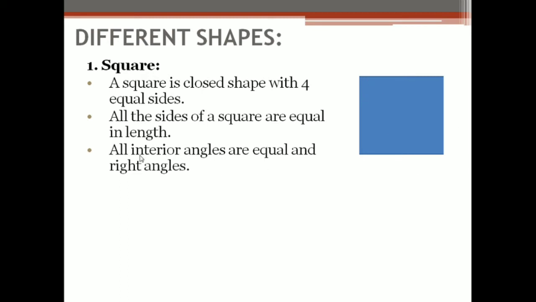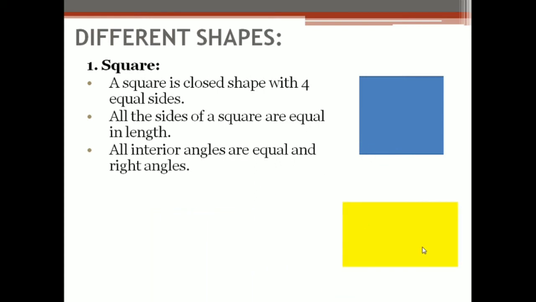And the third line says, all interior angles are equal and right angle. We have just seen that when two lines meet at a point, they form an angle. So all the interior angles are equal, and they are 90 degrees. Sorry, they are right angles. What we have seen is that an angle which forms 90 degrees is known as a right angle, right? So you can observe in the figure that it is a right angle.